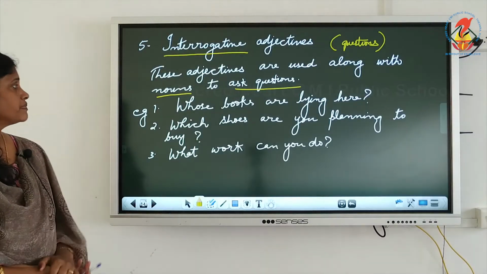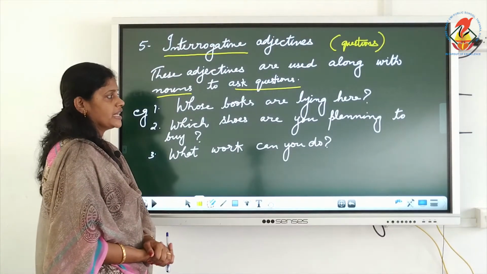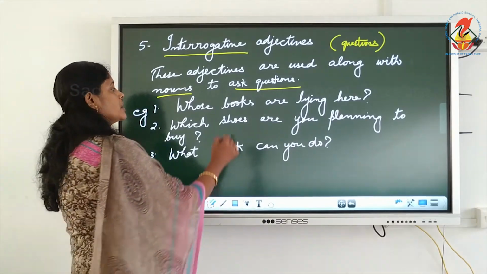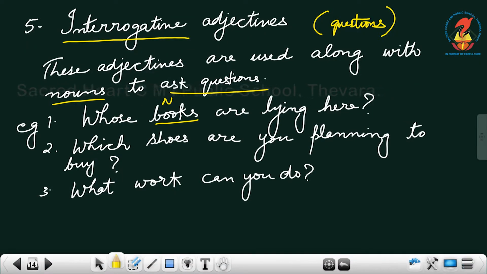Let's see some examples. Whose books are lying here? Which is the noun here, children? Books is the noun. Which word is describing the noun? About which books are you talking? Whose books? You want to know whose books these are, isn't it? So the word whose is an adjective.